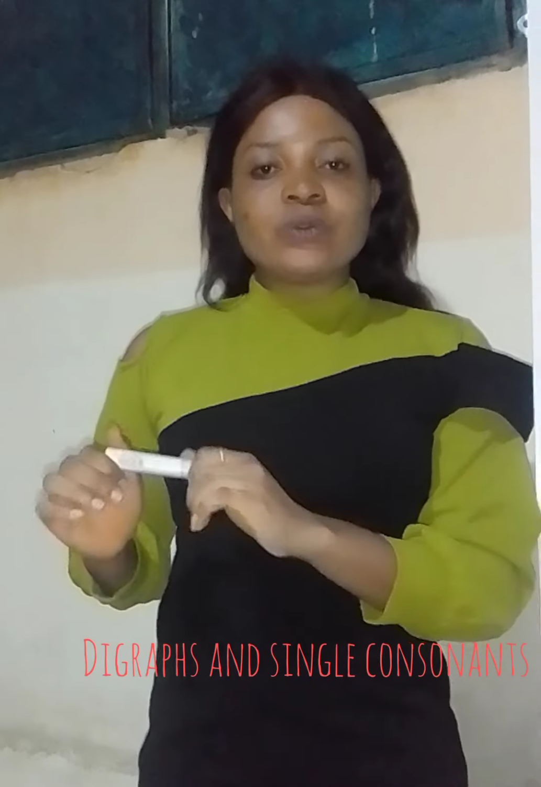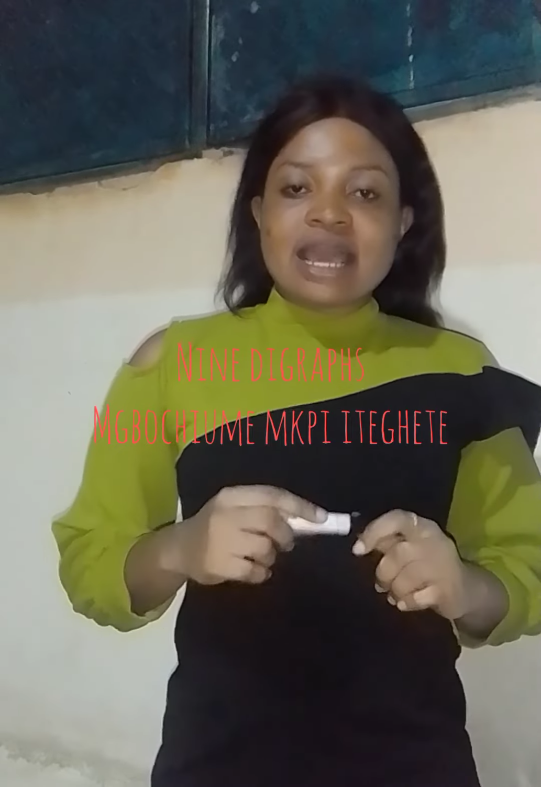So these consonants were categorized into the digraphs and single consonants. The digraphs are called Mgbochi Ume Mkpe. Digraphs are letters that are two letters combined together to produce one sound. Igbos have their own digraphs too, and they are categorized under the consonants of Igbo language. So the digraphs are 9 in number, and we call the digraphs Mgbochi Ume Mkpe.